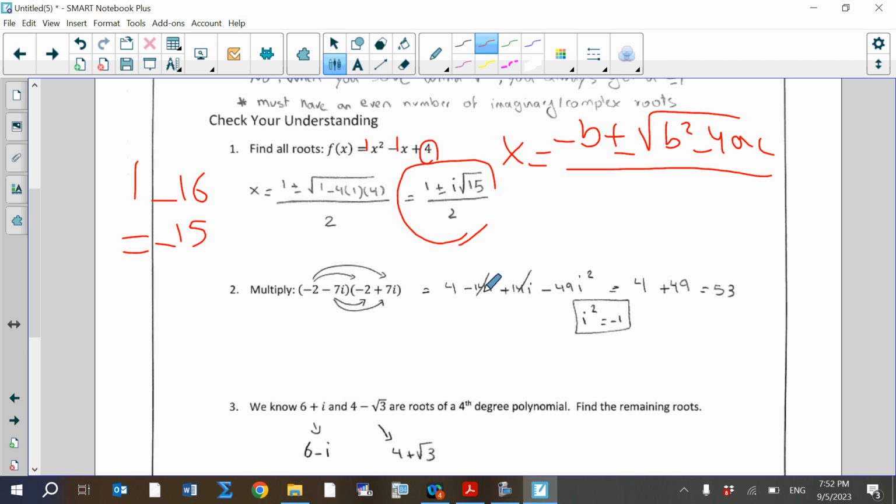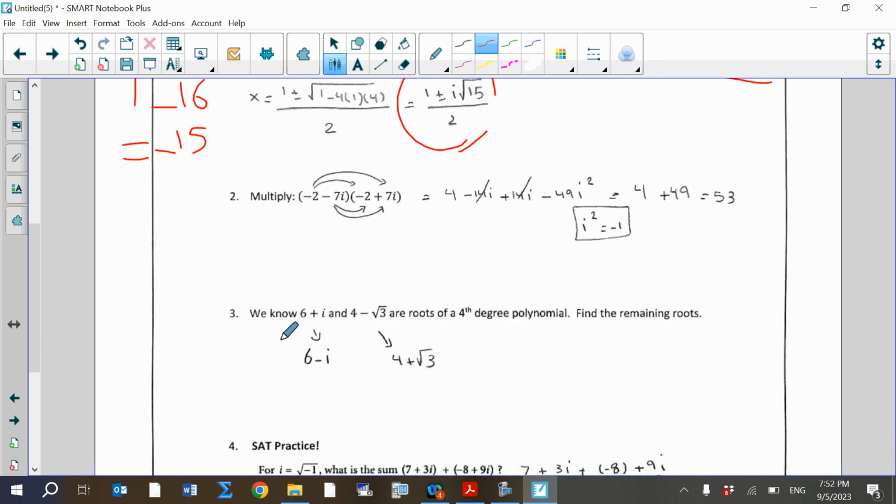So the negative 14i and positive 14i cancel each other. And we know that i squared is equal to negative 1. So I replace that with negative 1 here. It's going to be negative 49 times negative 1. That makes it positive 49, because you know negative times negative is positive. Then we have only 4 plus 49, which is equal to 53.